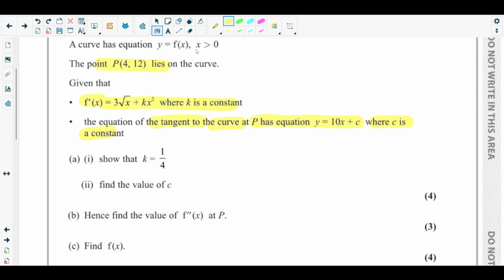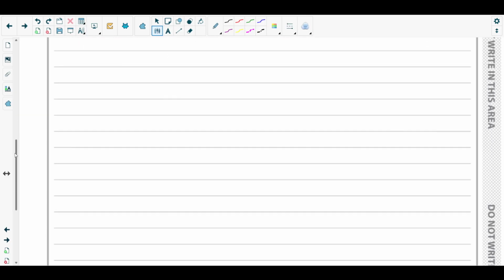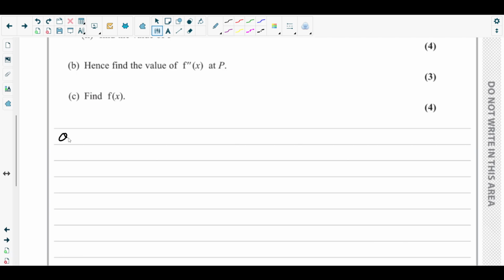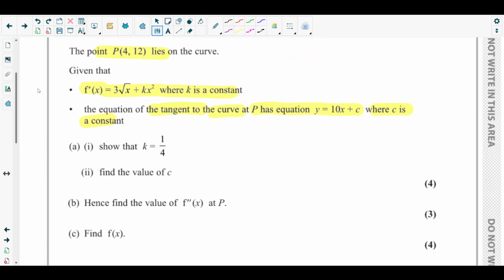How? The tangent is at the point P to the curve, right? And its equation is given, so from the equation we can get the gradient of the tangent, and we know that the gradient of the tangent is the same as the gradient of the curve at that point, that is at the point P. So we can write the gradient of the curve, part A1, gradient of the curve at the point P.